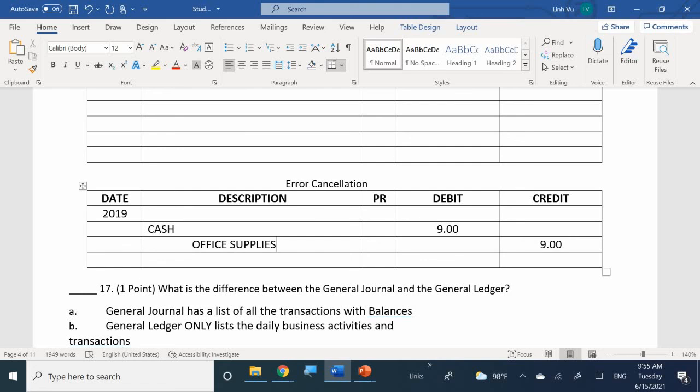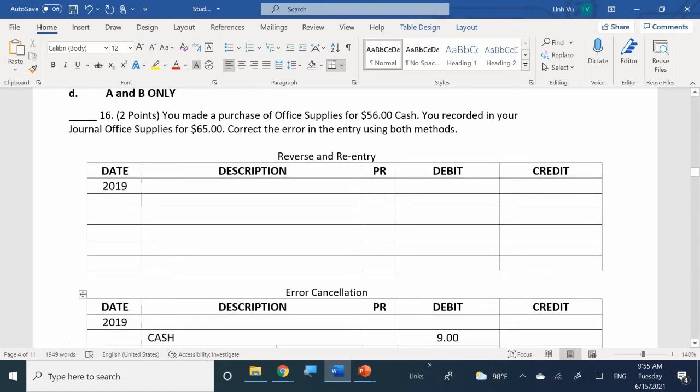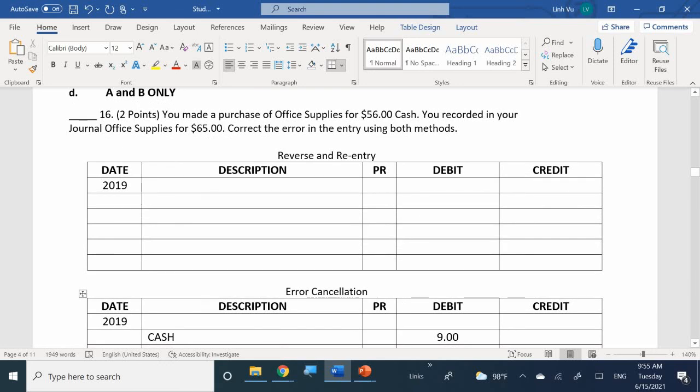Okay, how do we do the first one though? Quick question about the whole transaction. How come we don't do the error cancellation? If it was supposed to be $56 and I put in $65, why can't I do the debit and credit for the full 65 and then do the reverse and re-entry for the 56? Why is it just the $9 difference?